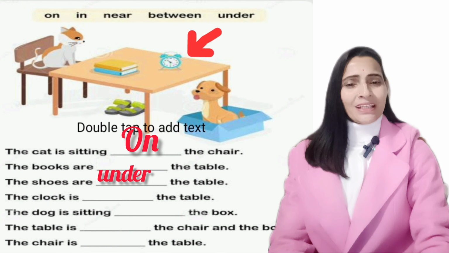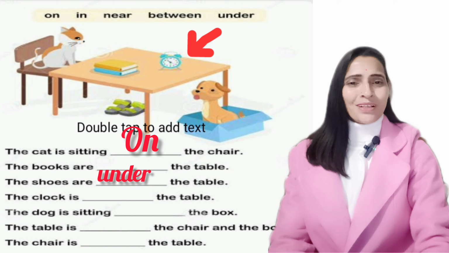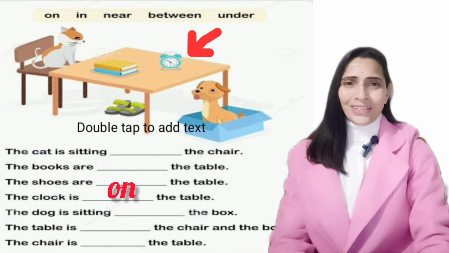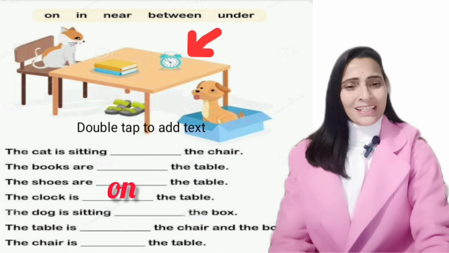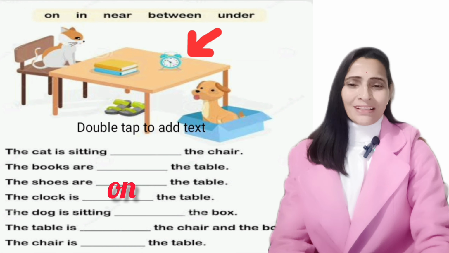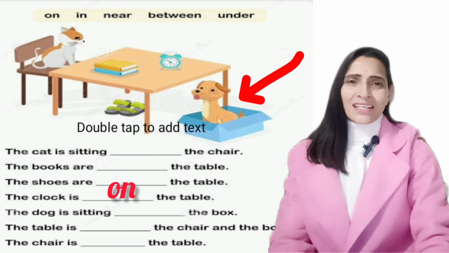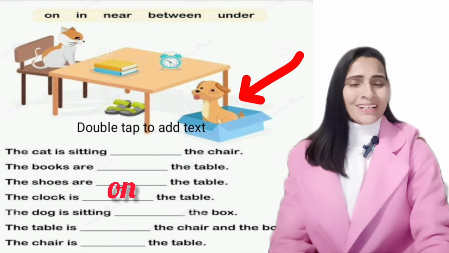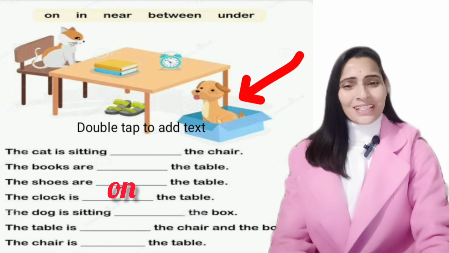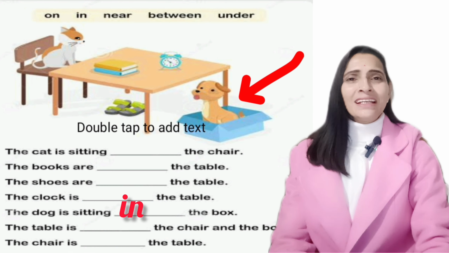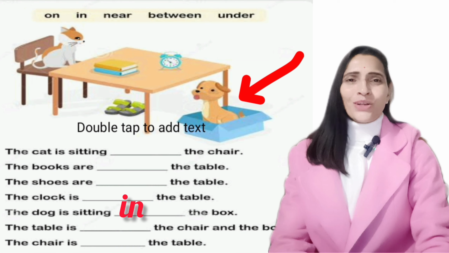The clock is dash the table. Where is clock? On the table. The clock is on the table. The dog is sitting dash the box. Where is dog? Which preposition we will use? The dog is sitting in the box.